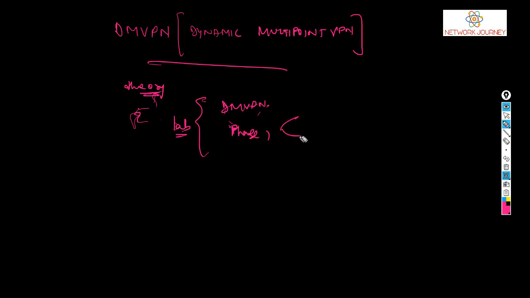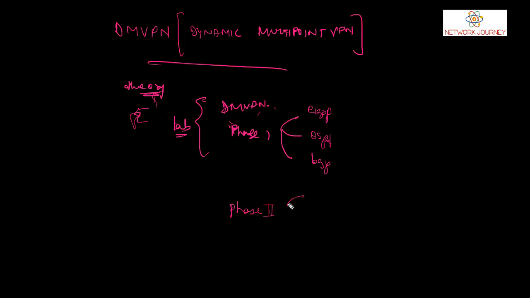Under phase 1 we can have multiple routing protocols which DMVPN supports. So we'll see once with EIGRP, we will check it out with OSPF and BGP. Similar way we will also go ahead with phase 2. We'll do the same thing, and same thing with phase 3. But before that, let me just quickly recap what is DMVPN.